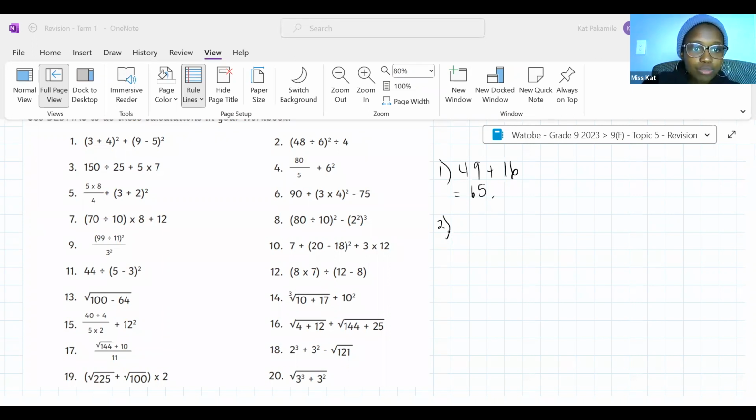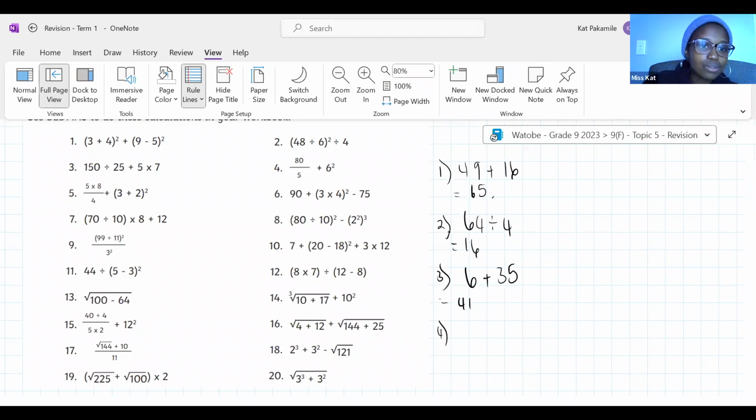Okay, number 2. 48 divided by 6 is 8. Squared would be 64 divided by 4 is 60. Number 3. 150 divided by 25 is 1, 2, 3, 4, 5, 6 plus 35, which is 1, 4, 80 divided by 5. I don't like these questions because they actually require my brain to work. Guys, what on earth is 80 divided by 5? Let's see.